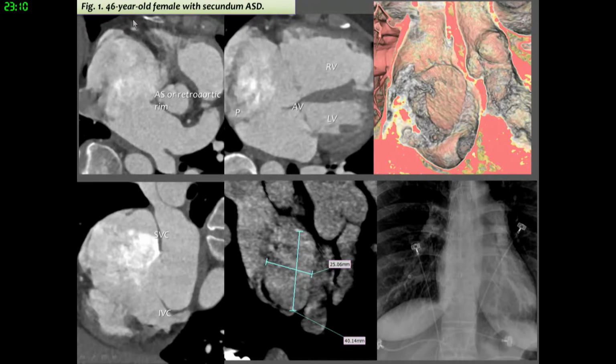This is a 46-year-old female patient with secondary ASD. Using MIP image, CT scan shows an en face image of the defect. CT shows about a 25 by 40 millimeter sized defect with deficient anterosuperior and posterior rim. This defect was closed by a 39 millimeter sized device.